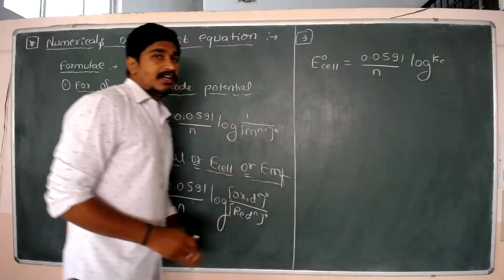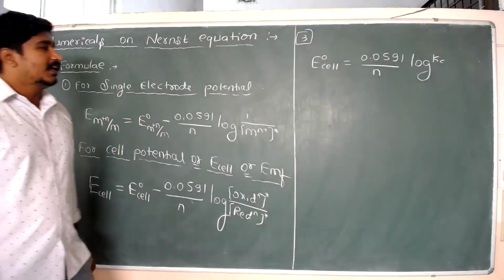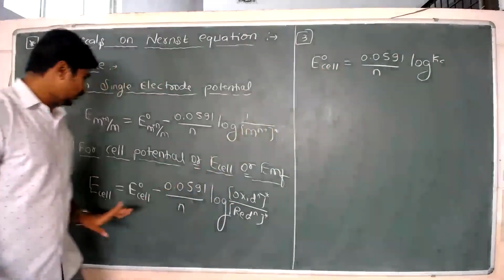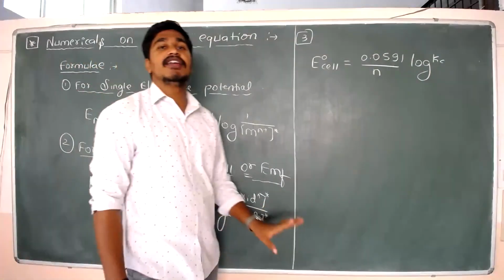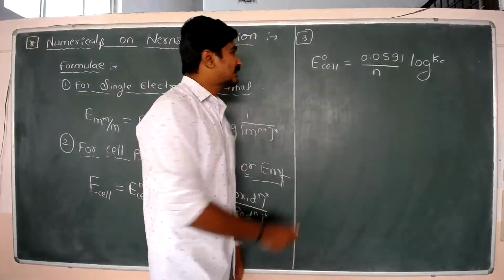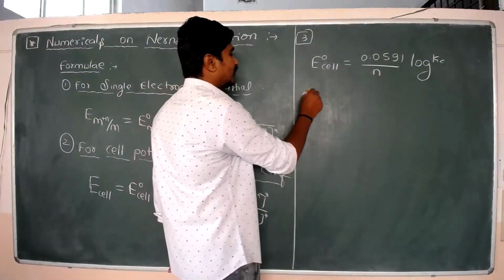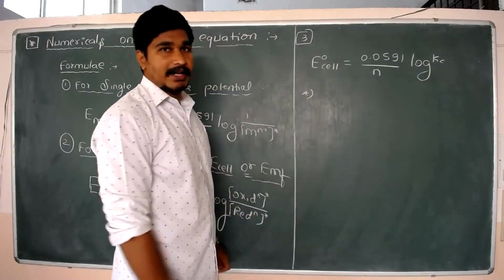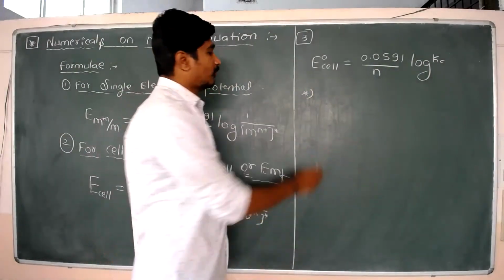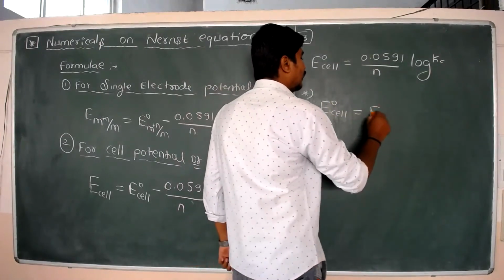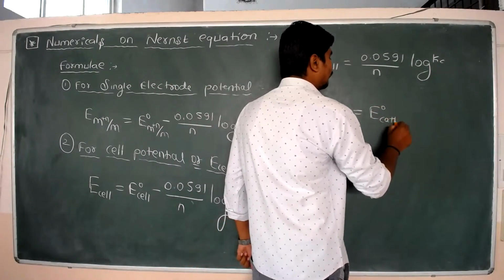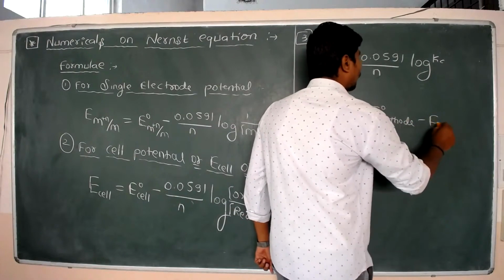In some problems, what happens? He won't give the E naught cell value directly. In such cases, use the following formulas. If E naught values are not given directly, then you have to use the following formula: E naught of cell is equal to E naught of cathode minus E naught of anode.